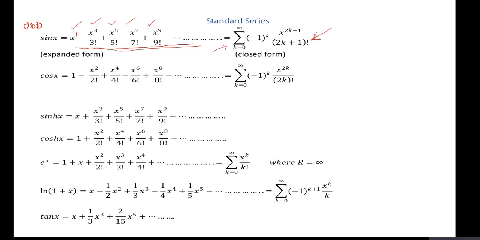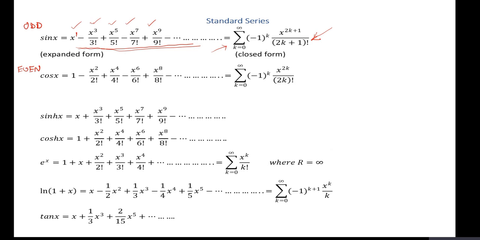The factorial notation is also odd, so it's x cubed over 3 factorial, x to the 5th over 5 factorial, and it's an alternating series. The cos x is also known as an even series, except its first term is 1. So it's very similar to sine, except instead of using odd indices, we get even indices. And it's also alternating.